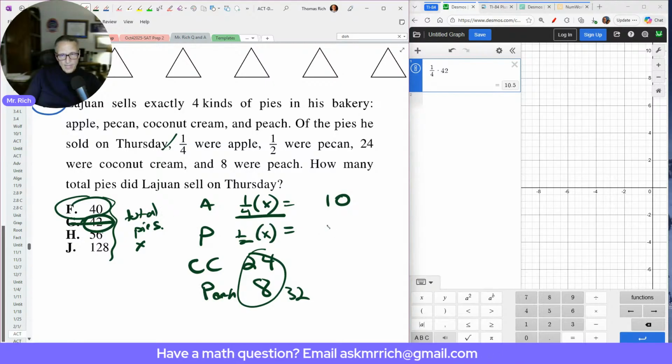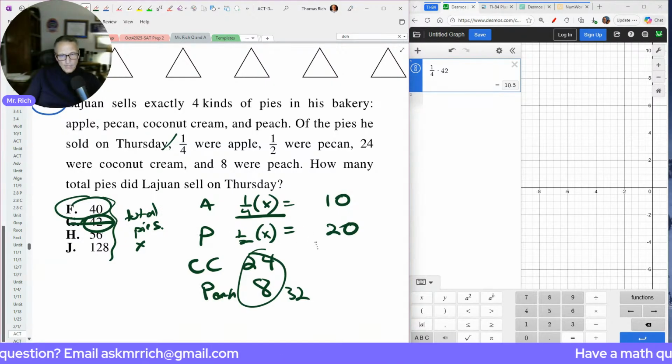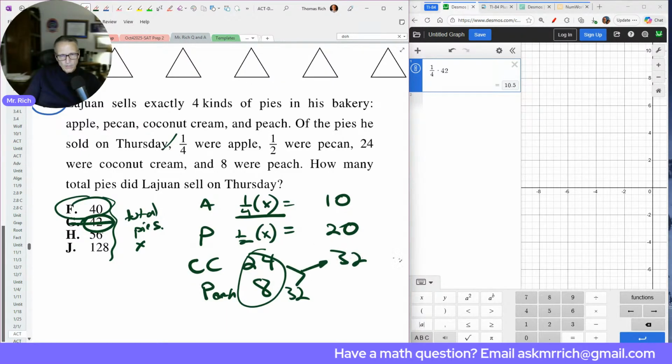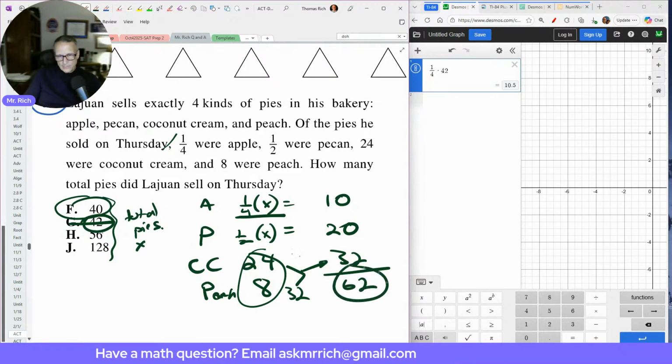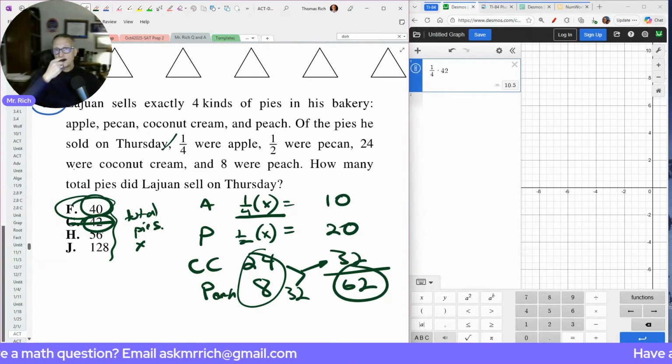40 times a half would mean he made 20 of the pecan, but he has a fixed number, 32, for the coconut and the peach. Now, when I add those up, I get 62 pies. I don't get 40 pies. So that's not going to work either.